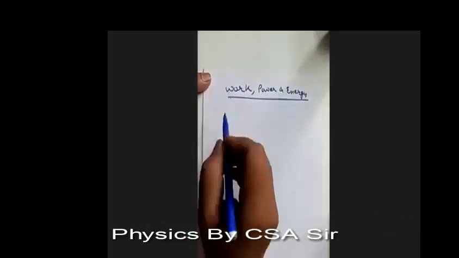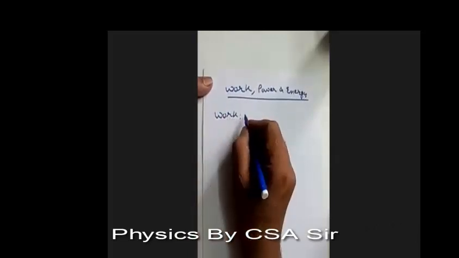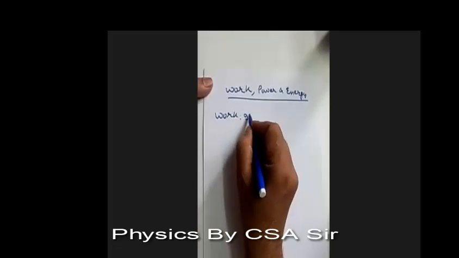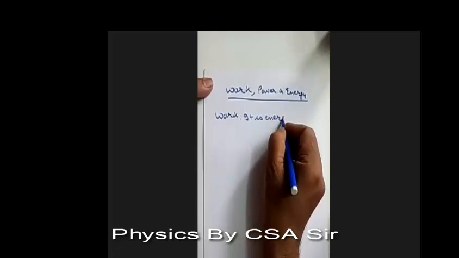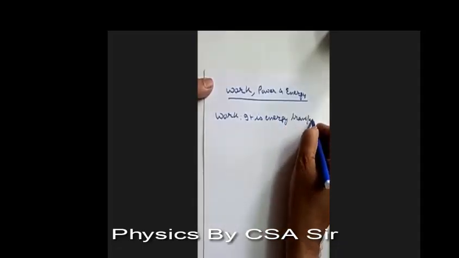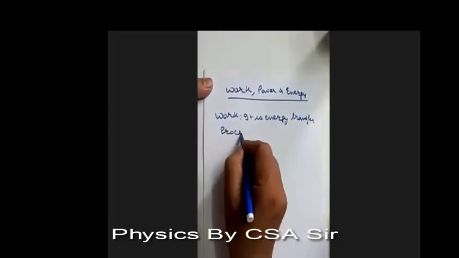Let's start with the concept of work, power, and energy. सबसे पहले we are defining work. What is work? It is basically an energy transfer process. So, for example, whenever you do work, your energy decreases and someone else gains energy.